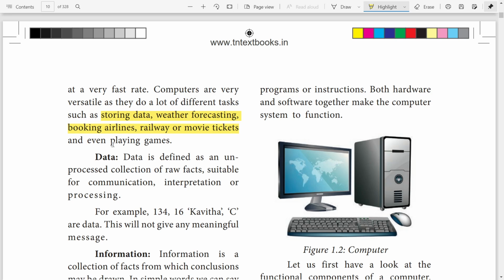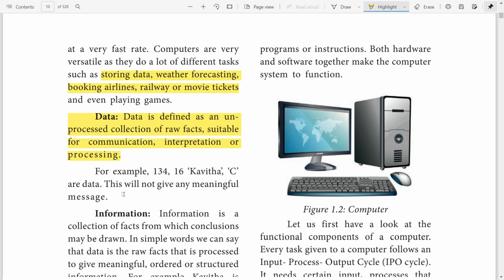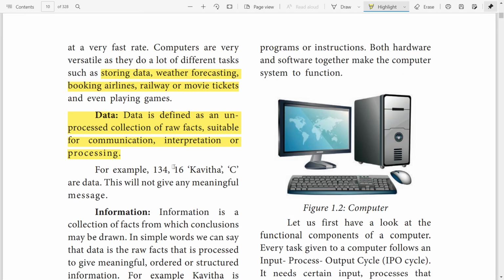Data. Data is defined as an unprocessed collection of raw facts suitable for communication, interpretation, and processing. Example, an address. Now 134, 16, Kavita, C are data. This will not give any meaningful information. 134 is a number, 16 is also a number, Kavita is a name, C is an alphabet. It doesn't give any information.